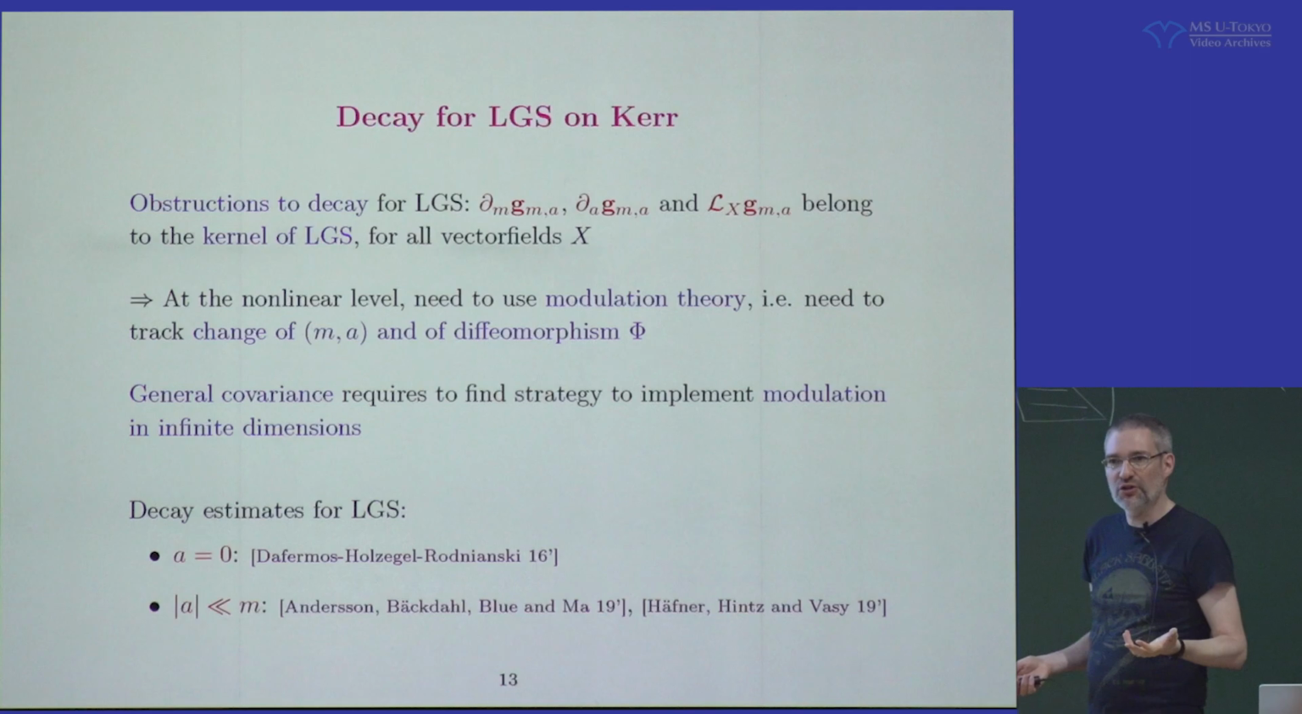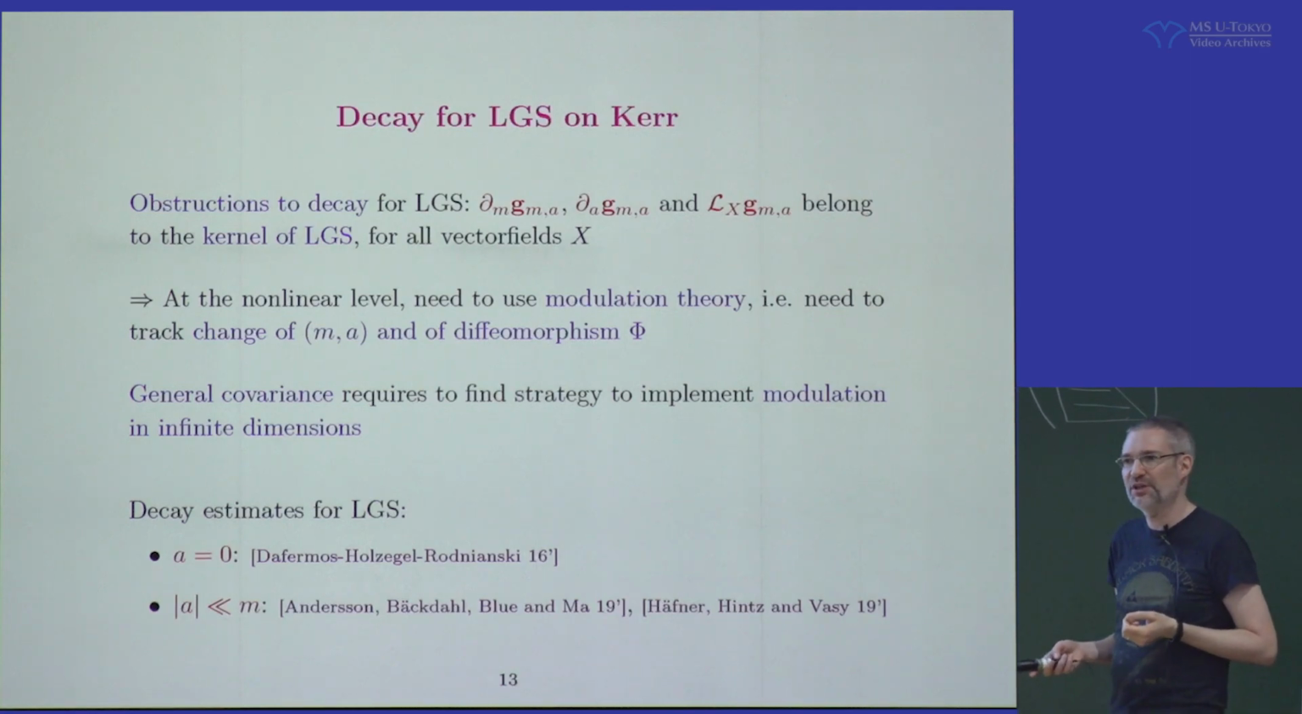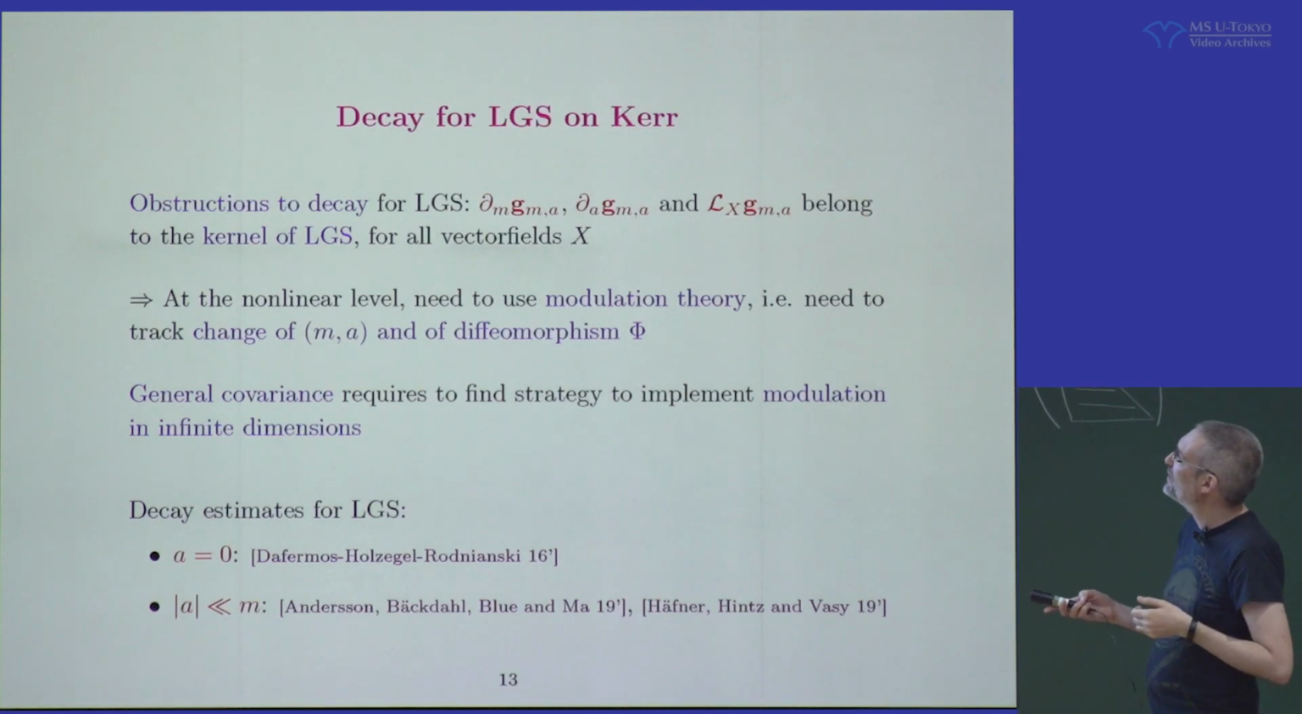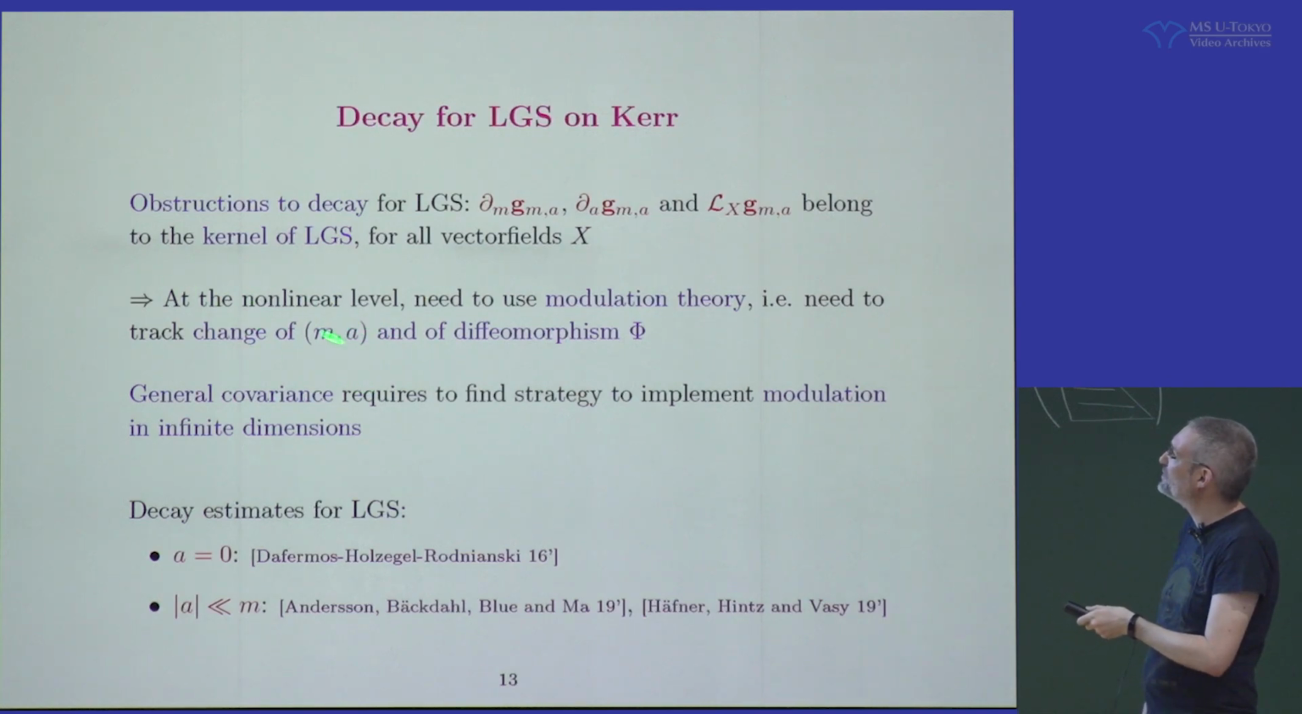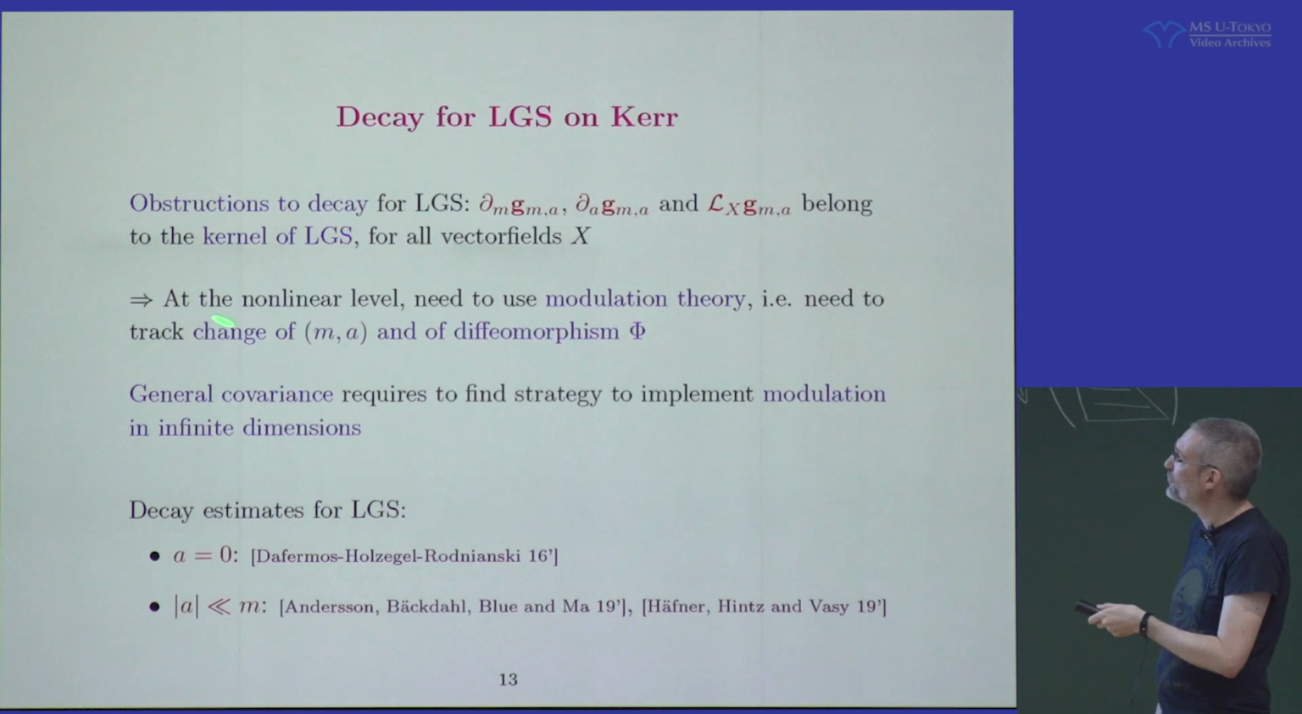But on the other hand, at the nonlinear level, for the true Einstein equations, as I explained, you expect to have stability. So what happens is that at the nonlinear level, this kernel, in fact, simply means that you will have to track the change in the mass, the angular momentum, and the diffeomorphism, or if you want, you will have to track what are the final mass, angular momentum, and diffeomorphism in your evolution. So it's the fact that this parameter change, which is reflected in the kernel at the linearized level, and usually tracking this at the nonlinear level is what is referred to as modulation theory.